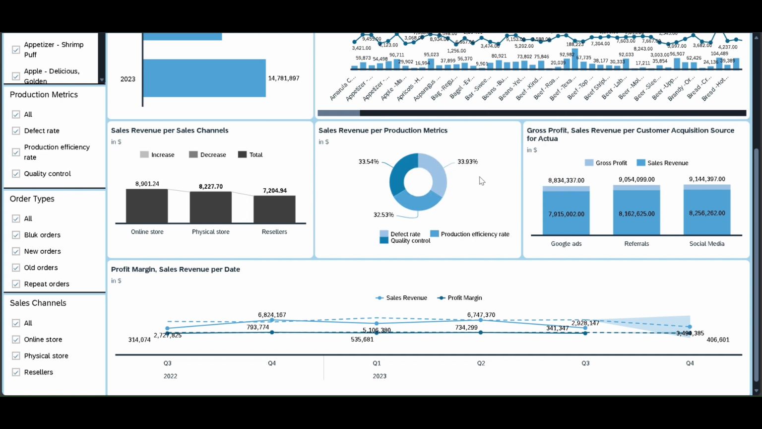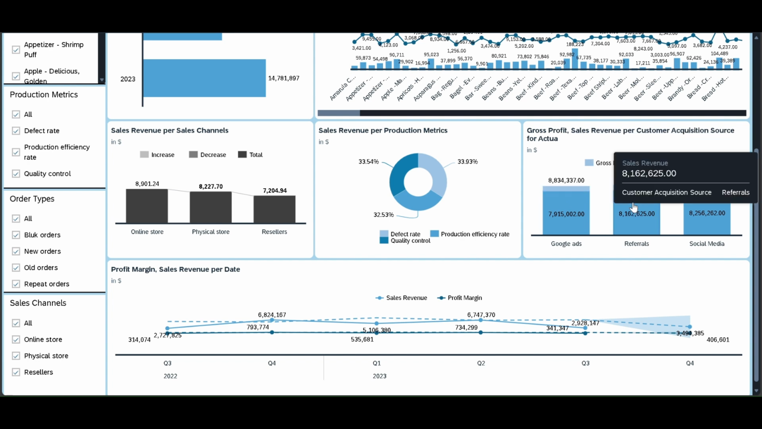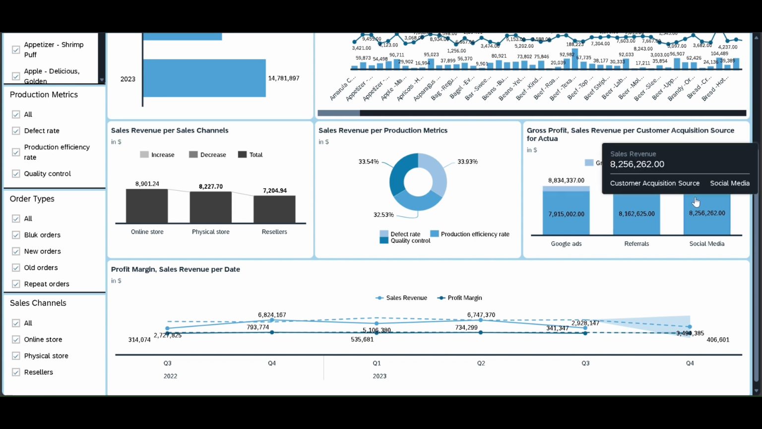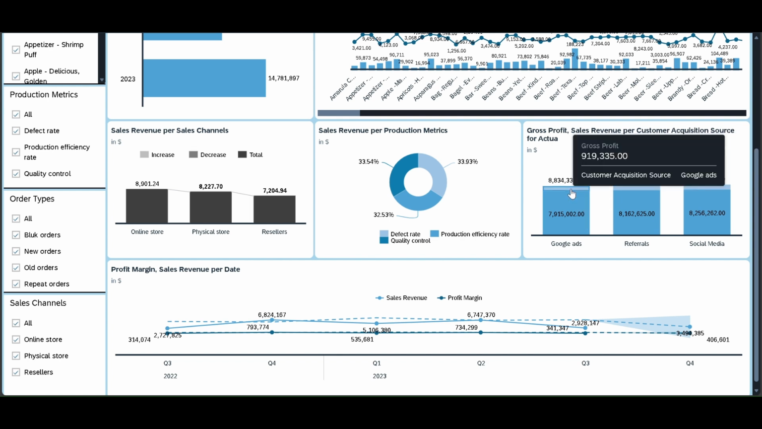Next, gross profit and sales revenue per customer acquisition source. Marketing ROI becomes crystal clear with this view. Both gross profit and sales revenue are compared across acquisition sources. This is where leaders understand which channels truly drive profitable growth.